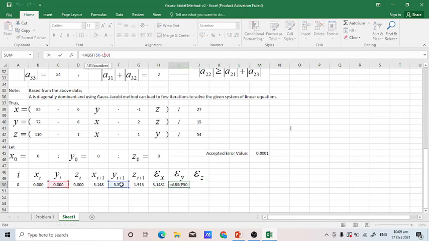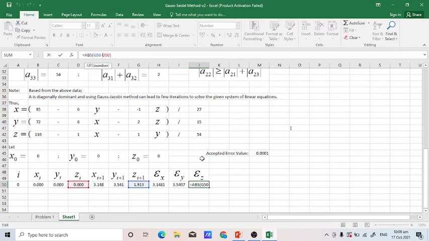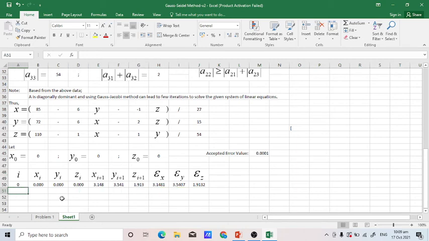Absolute value, yi plus 1 minus yi. Okay na, automatic, Control C, Control V. Check natin: absolute value, zi plus 1 minus zi. Okay, okay na. Sige, so we can proceed. So ito, plus 1 natin. Then drag down natin.